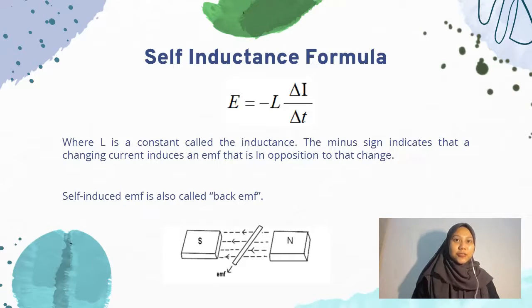Next, the self-inductance formula. The self-inductance formula is given as induced EMF, E, equals the inductance, represented by L, times the rate of change of the current with time. The minus sign indicates that a changing current induces an EMF that is in opposition to that change. Self-induced EMF is also called back EMF.